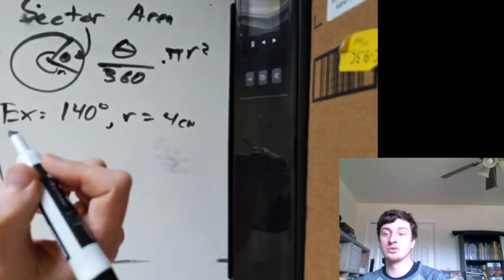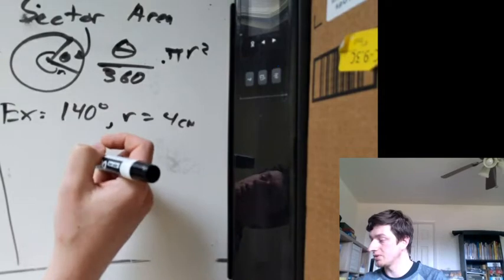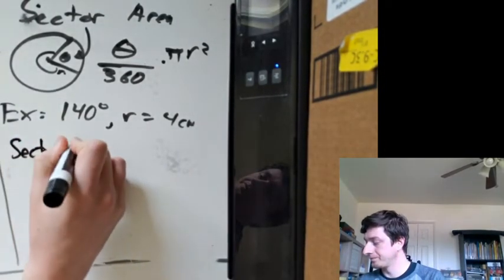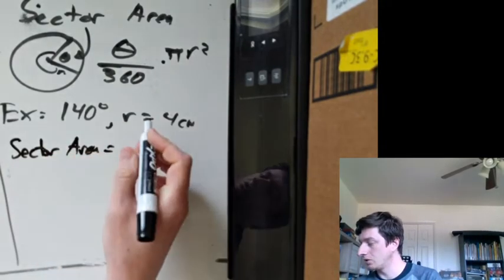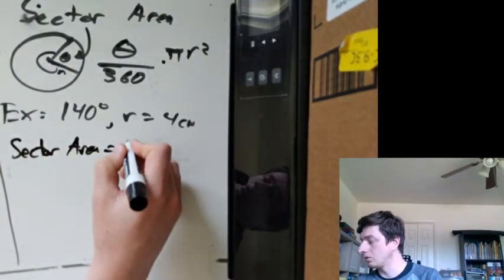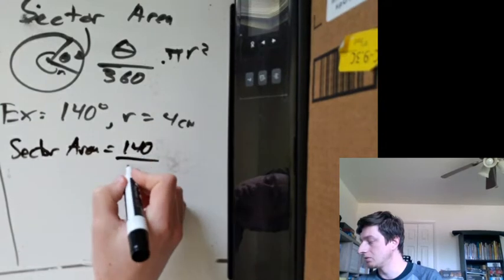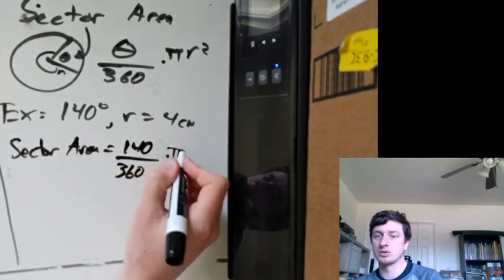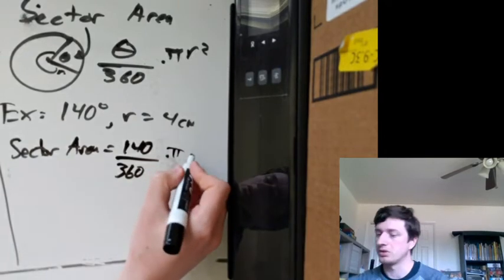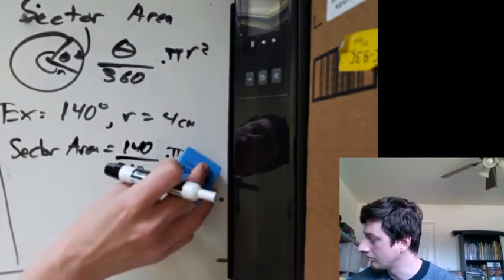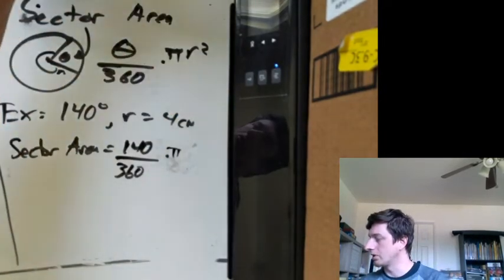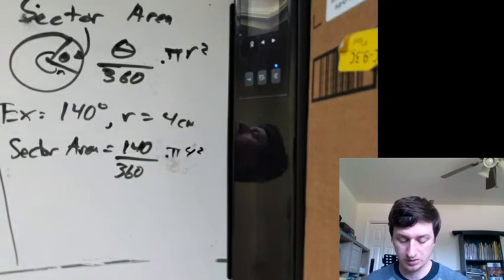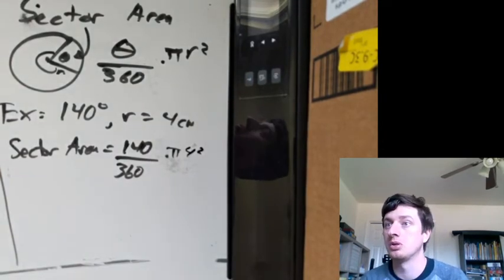Again, we're going to want to use a calculator. We're going to plug these things in. So our sector area is equal to 140 divided by 360 times pi times r, sorry, not r, we're using 4. Substituting 4 in here, so it's going to be 4 squared. And I strongly recommend you don't do any of the multiplication by hand.